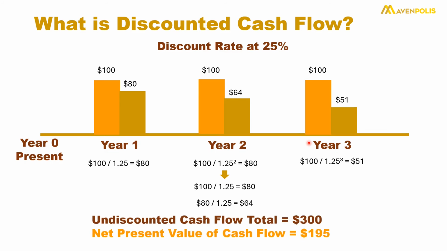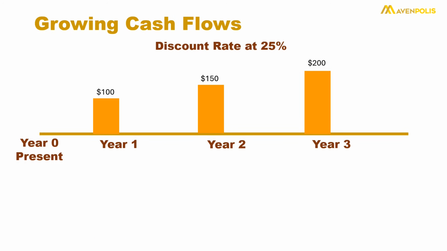And the undiscounted cash flow is simply the addition of these three, which is $300, correct? But the net present value of cash flow, which is also equivalent to the discounted cash flow, is actually only 195, which is 80 plus 64 plus 51. The earlier example assumes the cash flow from year 1 to 3 is similar at $100.